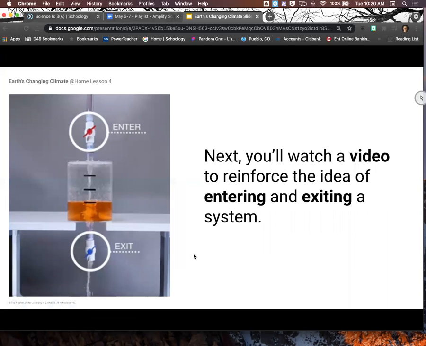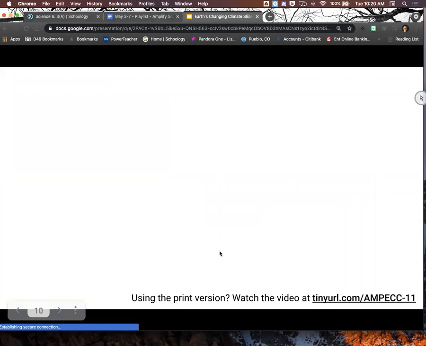I love this video, it's really cool. And this explains the idea so simply. So when we start talking about energy in an Earth system, think of this little bucket with a hole in the bottom and a hole in the top. And you can determine how much goes in the bucket and how much leaves the bucket. So let's watch this video.